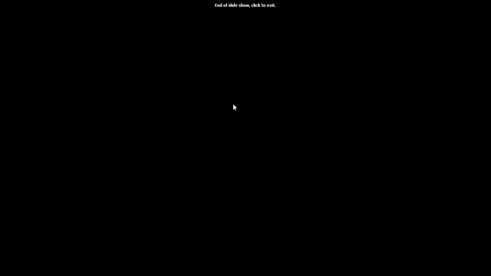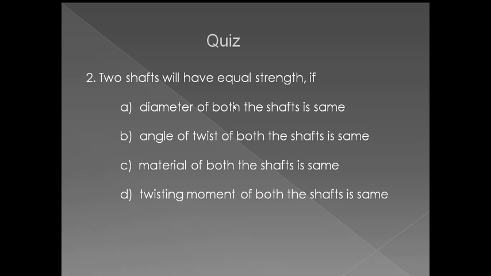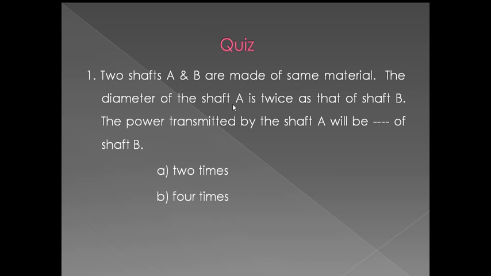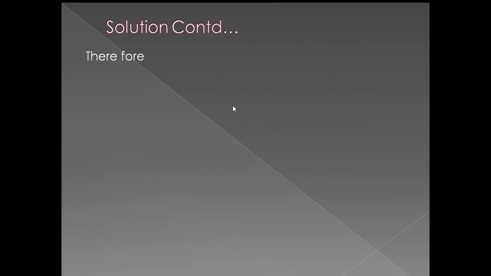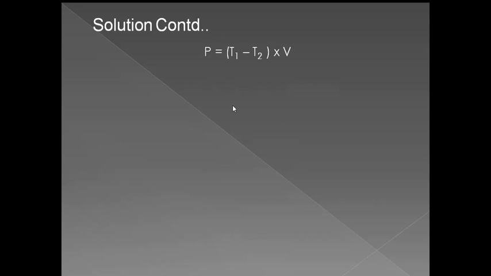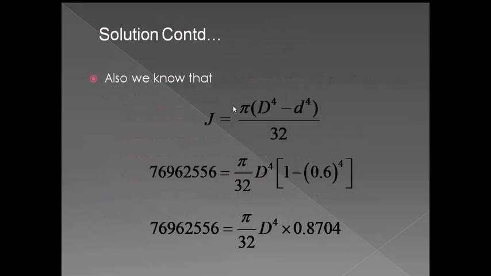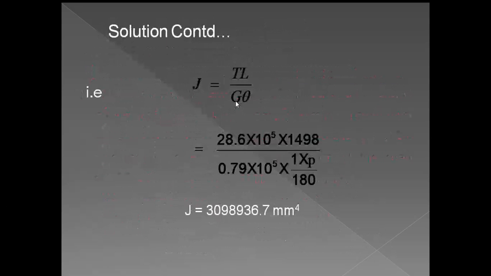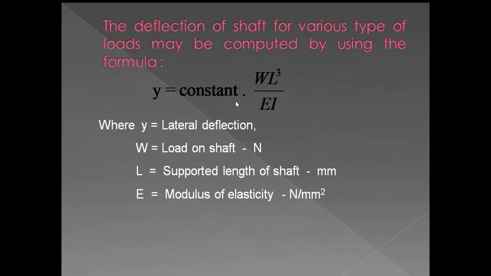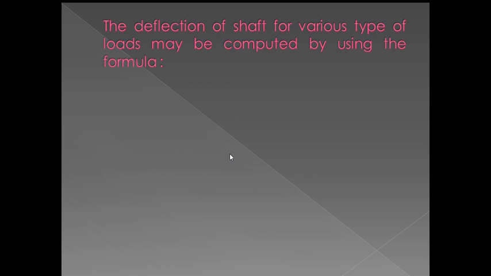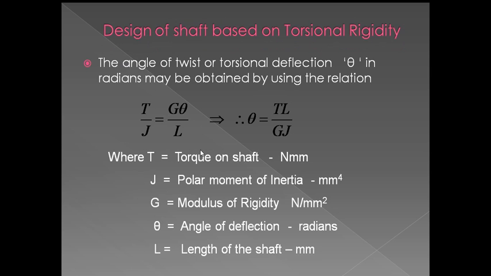So this is about the design of shaft based on the rigidities, that is from lateral rigidity and from torsional rigidity. When there is an angle of twist, then it is torsional rigidity. When there is a deflection, then it is lateral rigidity. Based on these, we can find the diameter of the shaft in these two cases.